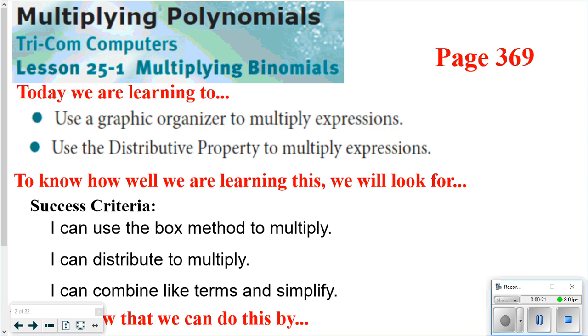So we are going to use a graphic organizer in order to multiply expressions. And then we're also going to use something called the distributive property in order to multiply expressions. And I am going to teach you an acronym called FOIL.